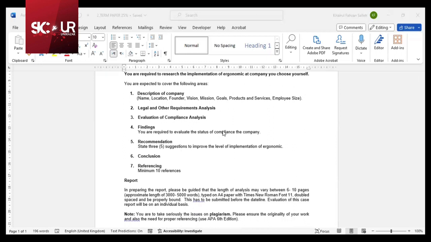Dr. Khairul, yang recommendation tu dia tulis state 3 tapi dalam kurungan 5. Oh, mana silap? Satu mana? 3 ke 5? 3, 3, 3. 3, okay. Nanti betulkan eh. Sorry. Tulis 3. Huruf tulisannya 3 tapi nombornya 5. Letak 3 je. Cukuplah. Alright. So, ini berkaitan dengan midterm.